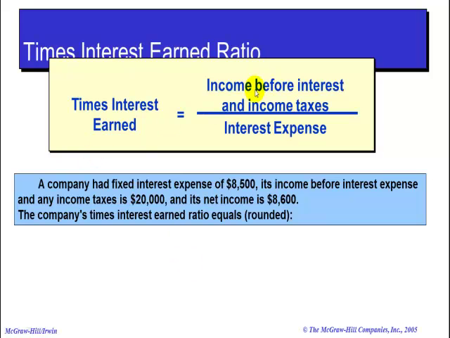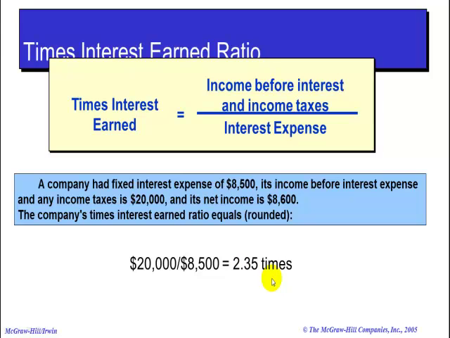Times interest earned, income before interest and income taxes. A company had a fixed interest expense of $8,500. Its income before interest expense and any income taxes is $20,000, and its net income is $8,600. The times interest earned ratio would be the income before interest and taxes, which would be $20,000 divided by the $8,500 interest expense, or 2.35 times.